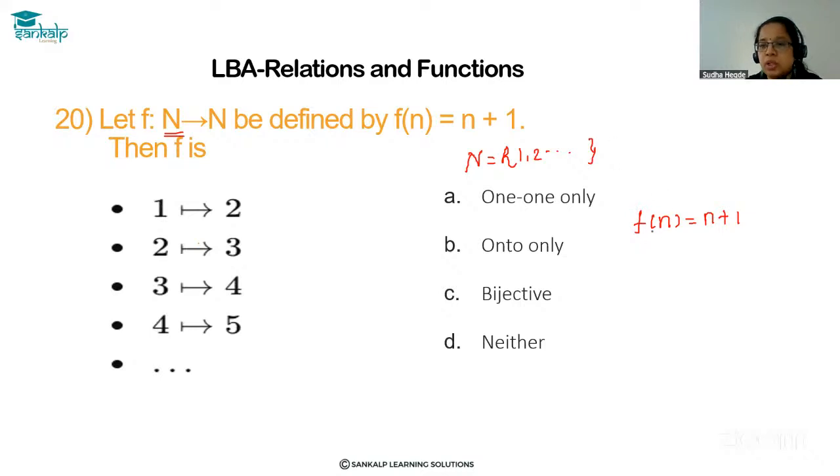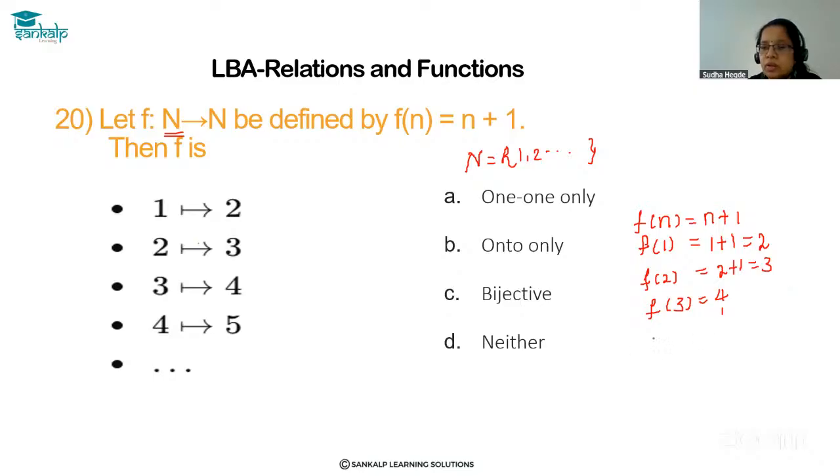Okay, set of natural numbers. So when n is equal to 1, what is f(n)? It is 1 plus 1, 2, correct? Then f of 2 is equal to 2 plus 1, the next number 3. F of 3, the next number 4. Like that it continues, correct?